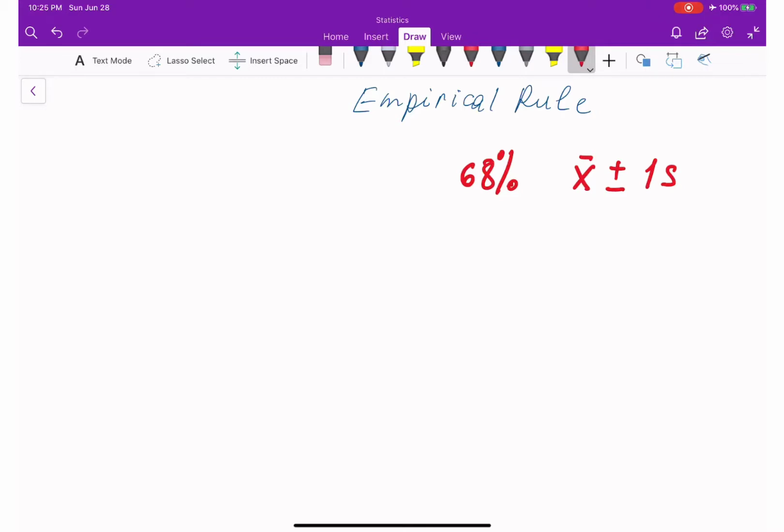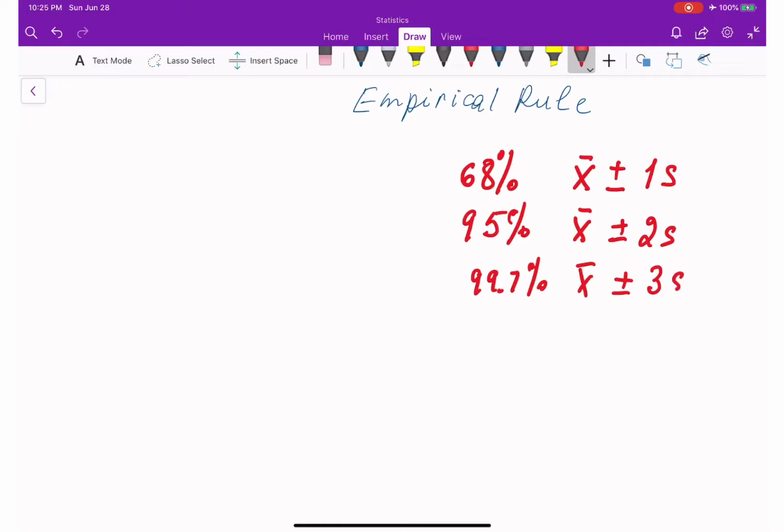About 95% of values will fit within two standard deviations of the mean. And 99.7% of values will fit within three standard deviations of the mean. Okay, so let's solve the problem.